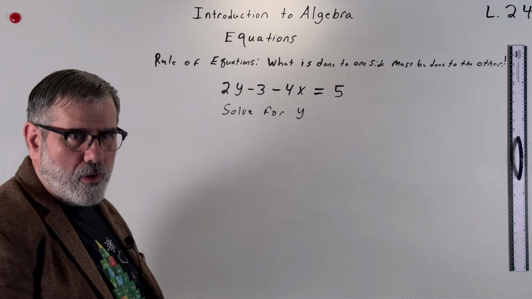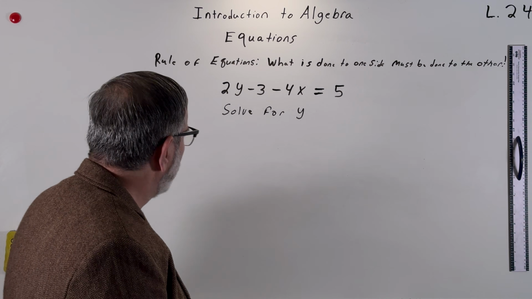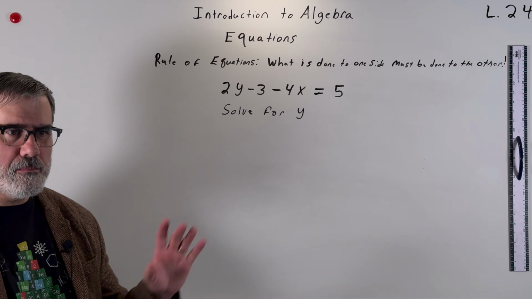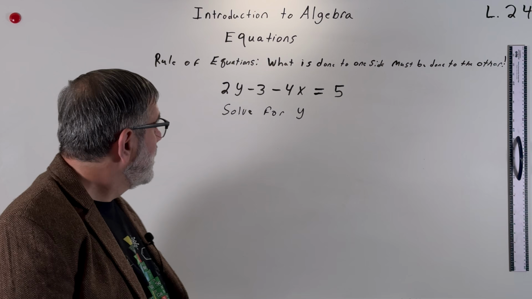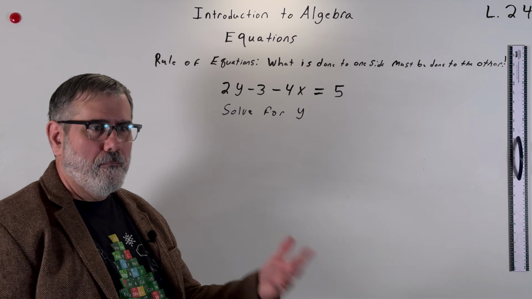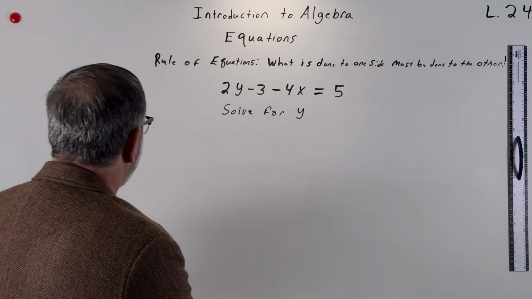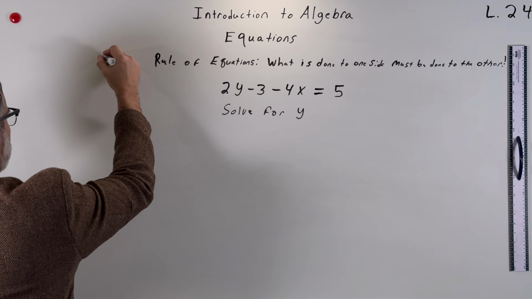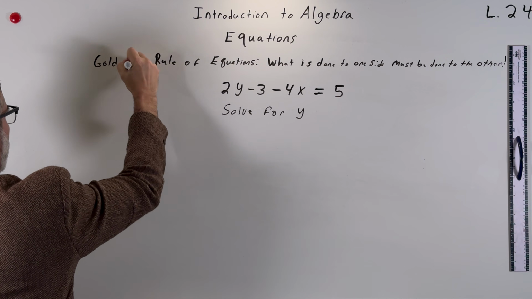But so how do we do this? Well, we're going to use our rule of equations. Maybe you could call it the golden rule of equations. That seems more symmetrical with biblical passages. What is done to one side must be done to the other. It's a little bit like the golden rule. But anyways, so golden rule, I'm going to call it that. The golden rule of equations.